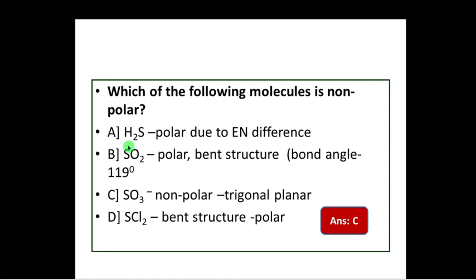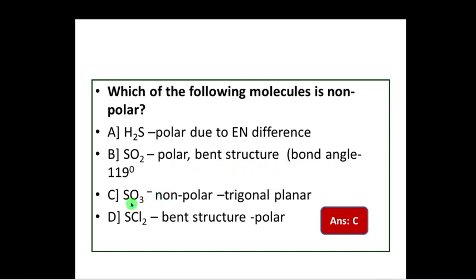H2S is polar due to electronegativity. If this is our sulfur and two hydrogens are there, the hydrogens' electrons are abstracted by the sulfur. Based on the electronegativity difference, the compound becomes polar. As usual, SO2 may also be like H2O, a bent structure. The water moiety is a bent structure. This also leads to polarity.